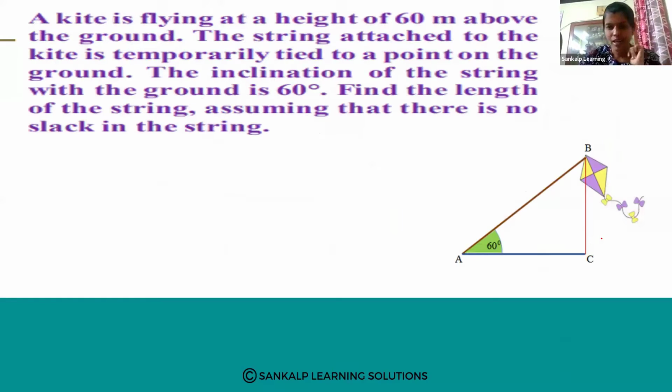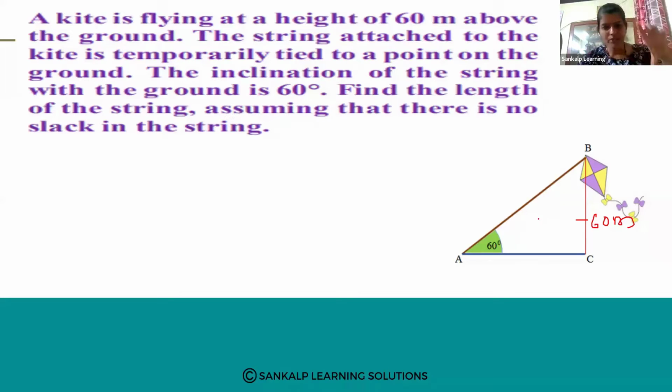Okay, so there is a kite, and where is it? This is at a height of 60 meter above the ground. The ground is here, and from here the kite is here. So this is at a height of 60 meter from the ground. The string attached to the kite is temporarily tied to a point on the ground. Here we have tied a string to a point, right? The inclination of the string with the ground is 60 degree. So what is the angle here? 60 degree. Find the length of the string assuming that there is no slack in the string.